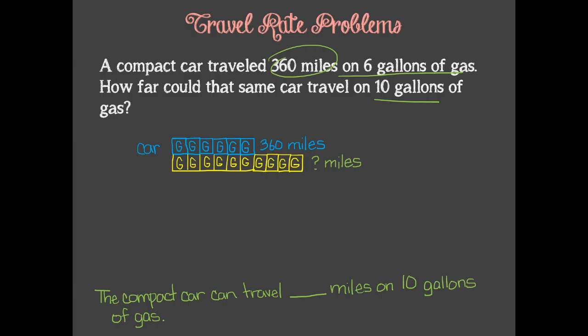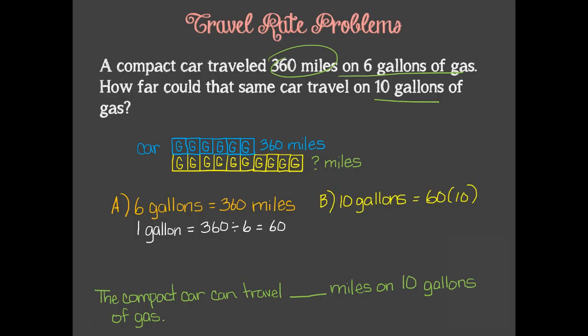First, we need to find out how many miles the car can go on 1 gallon of gas. We know that 6 gallons equals 360 miles, which means that 1 unit will be 360 divided by 6, which is 60. Therefore, 10 gallons will equal 60 times 10, which is 600. The compact car can travel 600 miles on 10 gallons of gas.